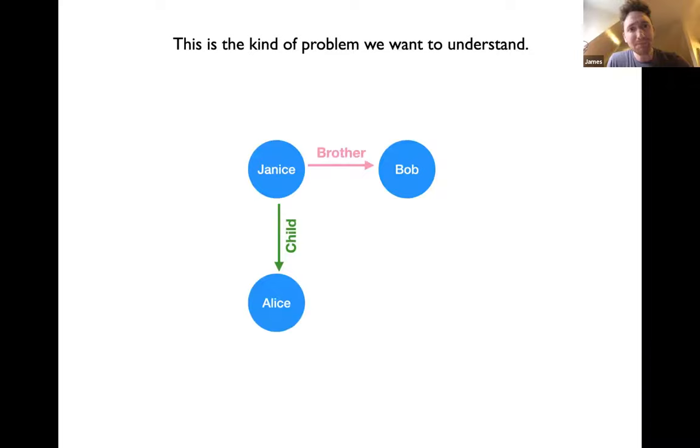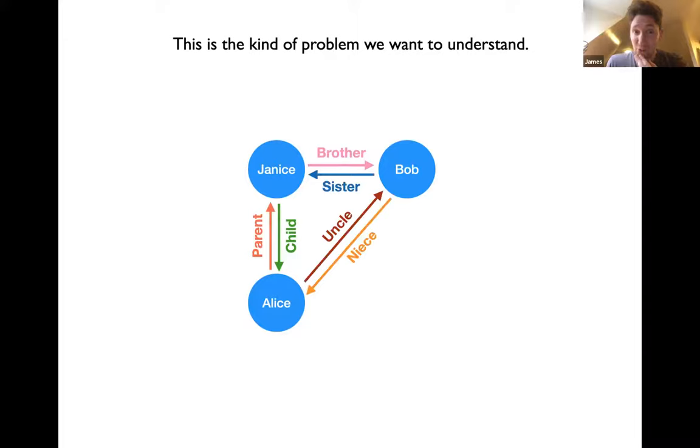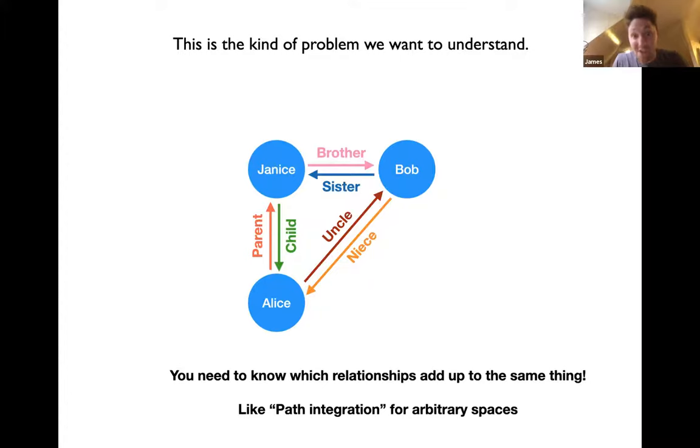Okay, so if I come along and tell you that Bob is Janice's brother and Alice is Janice's child, I've given you two bits of information, but you actually know an awful lot more than that. You also know that Bob is Alice's uncle and Alice is Bob's niece and so on. You know that because you know what a family tree is. You know that relationships like parent plus brother are the same as an uncle. It's a little bit like path integration that Marcus spoke about, where you add up movement vectors, but now we're adding up these funky family tree vectors. So, path integration for an arbitrary space.